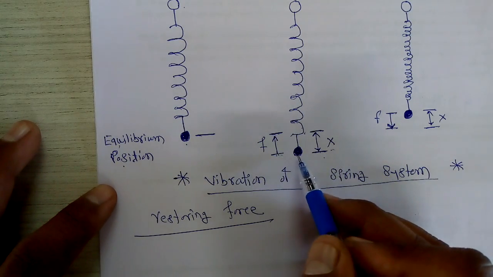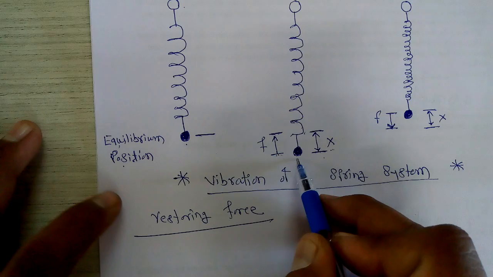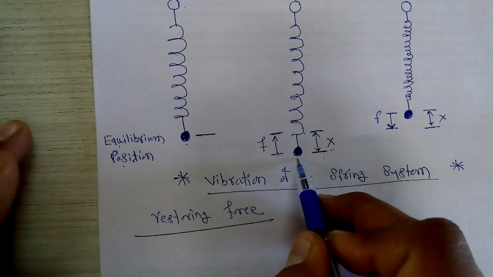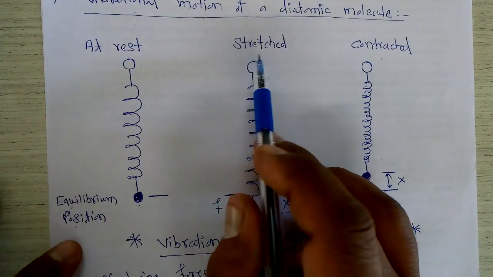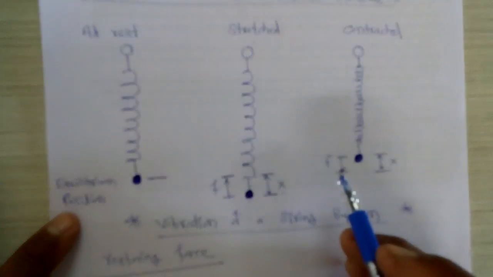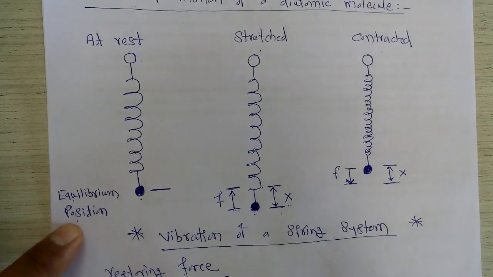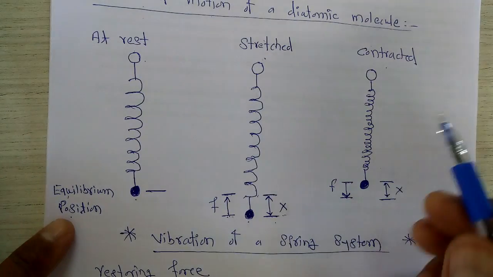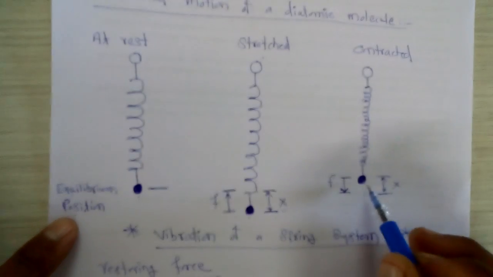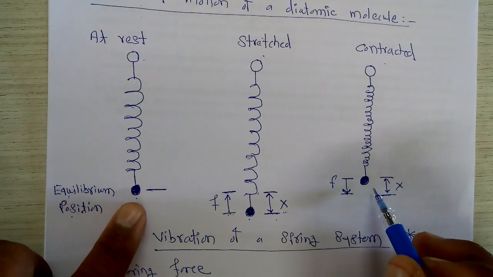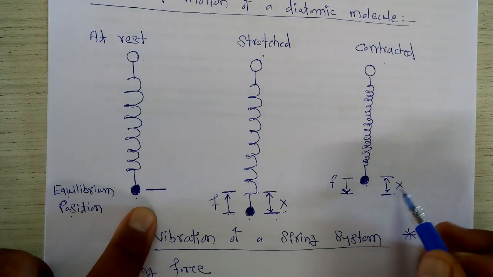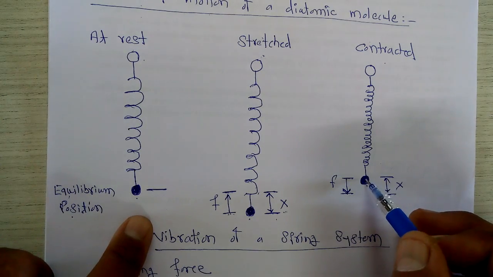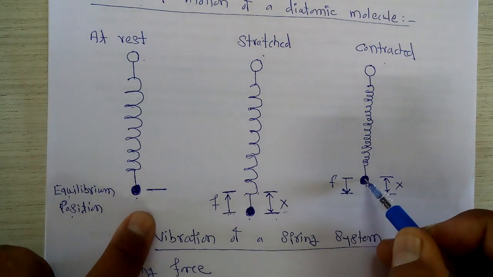Again it returns the spring, or the bond between the two atoms in a diatomic molecule, to its original situation. So this is the second situation, stretching. The third situation is when the bond between these two atoms gets contracted, or the spring gets contracted. Then again there is a displacement from one end of the spring, and this displacement again has a value of x. Again, after contraction, the spring wants to regain its original equilibrium position.